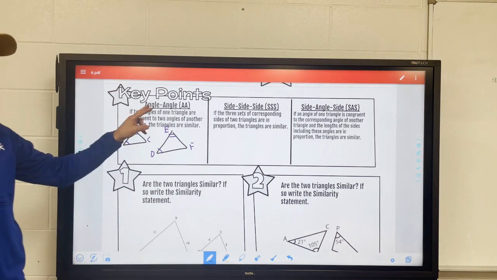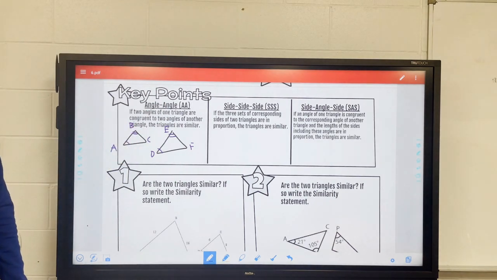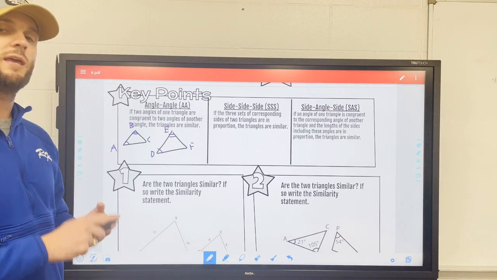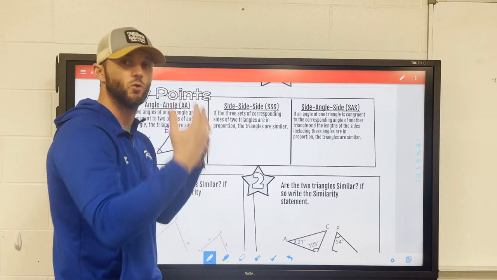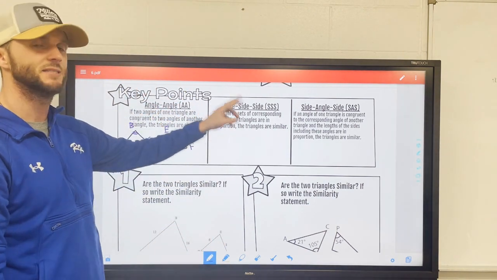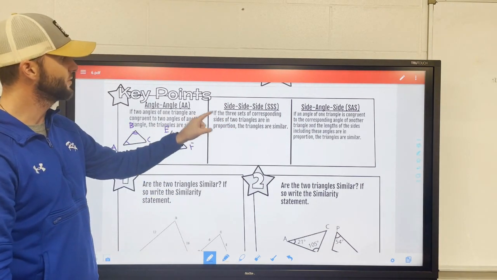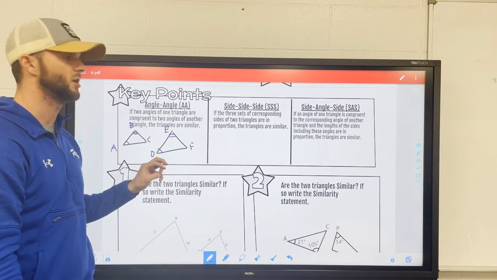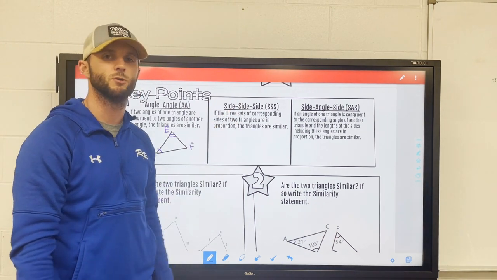So again, if two angles of a triangle are congruent to two angles of the other one, they're automatically similar to each other. Same thing with side, side, side. But again, don't get it confused with congruence. If all three sides of a triangle are congruent, then they're congruent. But in this case, side, side, side, I'm talking about proportionality. It says, if three sets of corresponding sides of two triangles are in proportion, then that means the two triangles are similar.